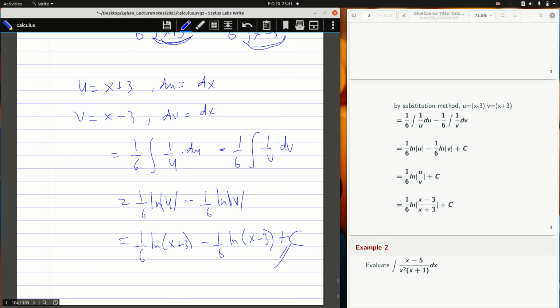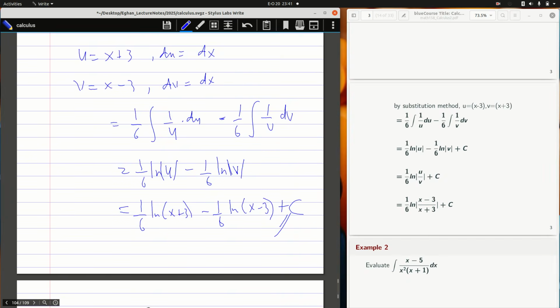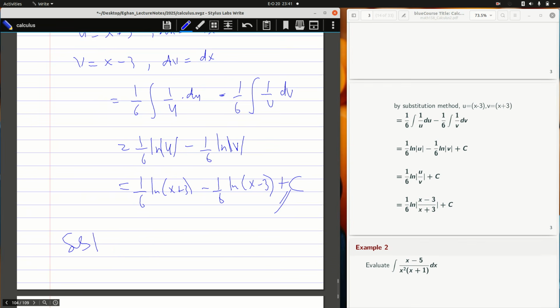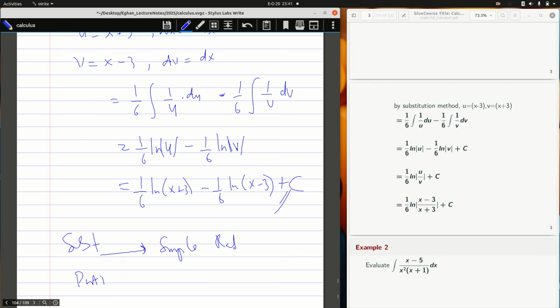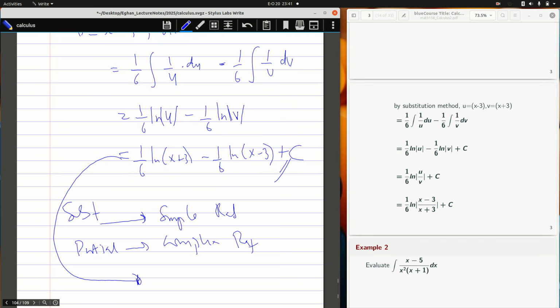Don't forget that. So you see when to use substitution and when to use partial fractions. Substitution will mostly go with a simple rational function, but partial fractions will be okay for when you have a complex rational function. So take note of this. In my slide 3, I simplified further here because by algebra I could factorize 1 over 6 out and say this is ln of x plus 3 over x minus 3, because the minus is the same as division.